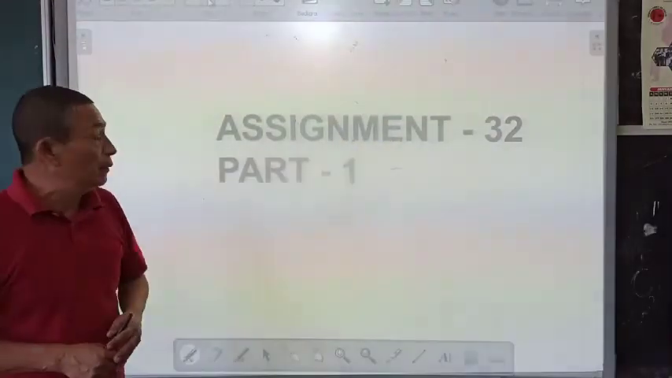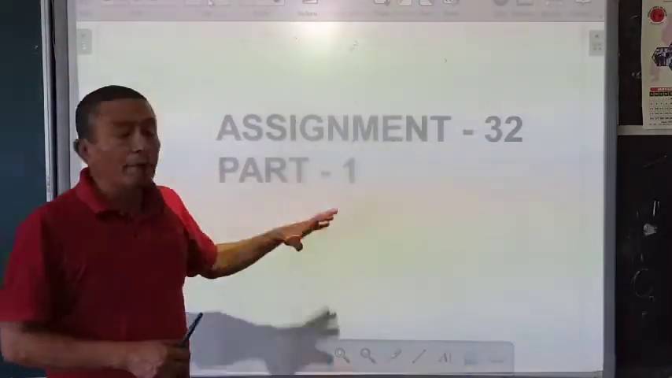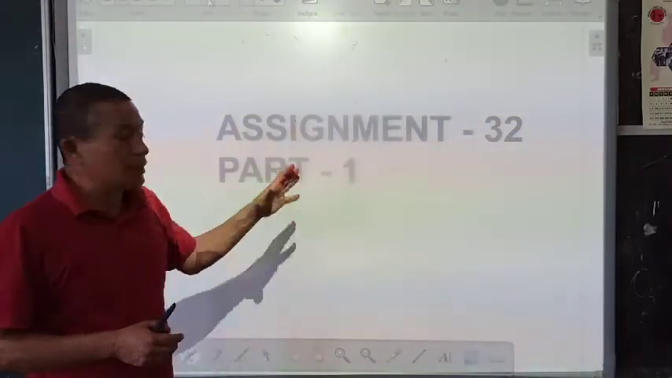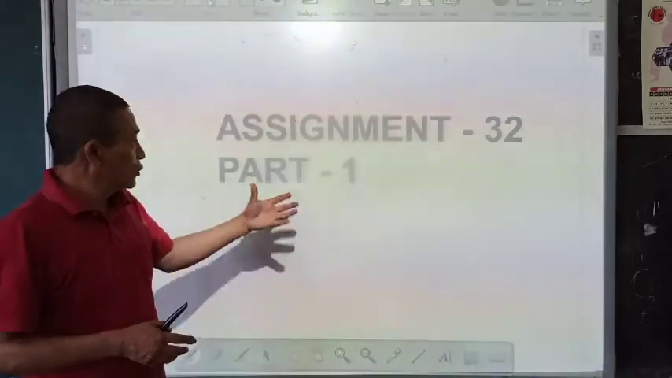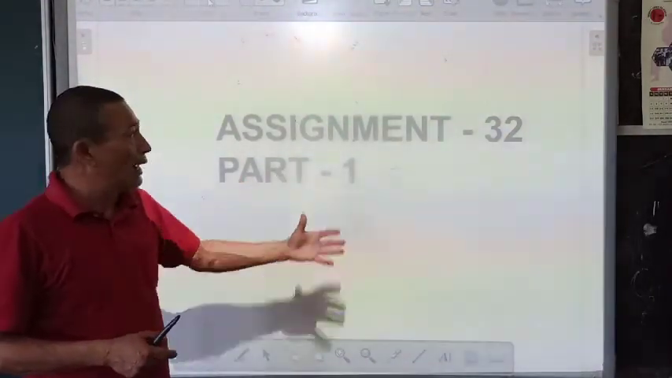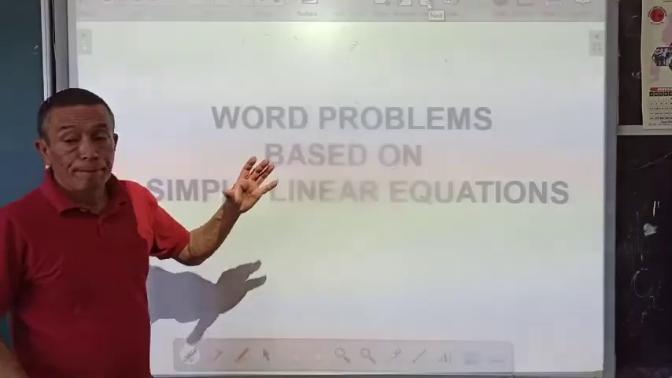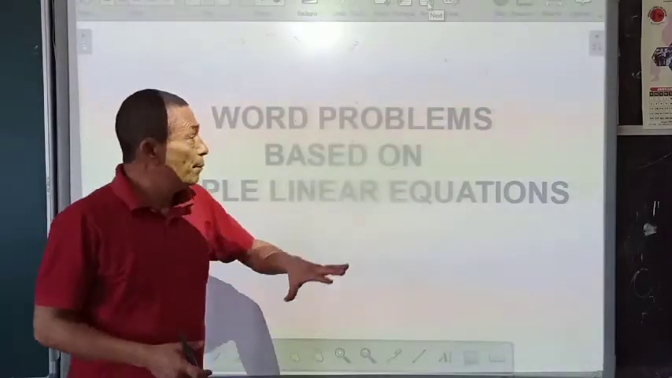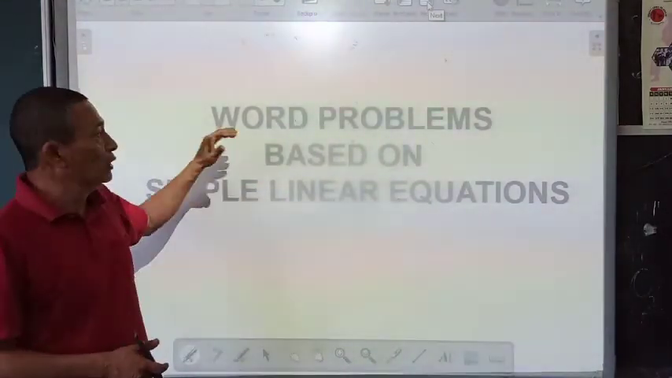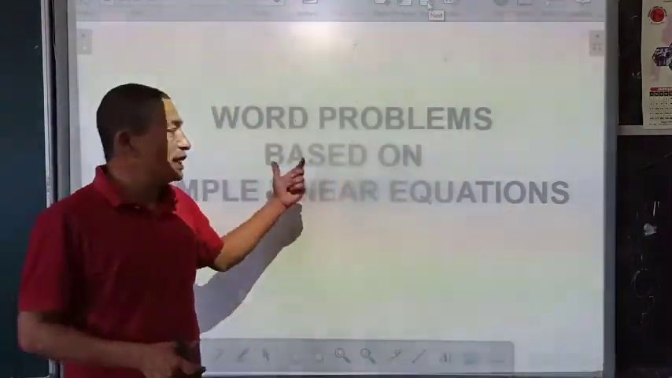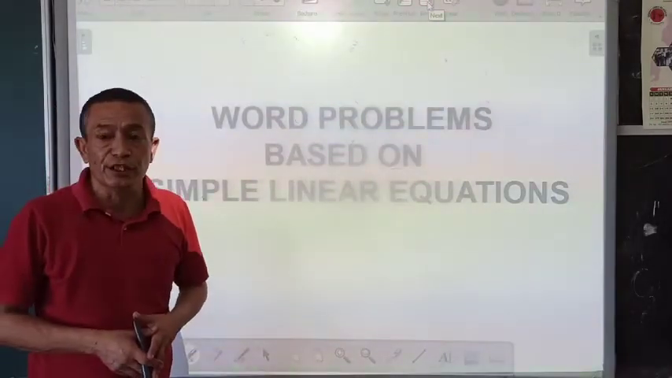So we are in assignment number 32, and I've segregated this assignment 32 into two parts. So I'm taking the part 1 now. We are continuing with simple linear equations, but this time we are moving on to word problems which are based on simple linear equations.